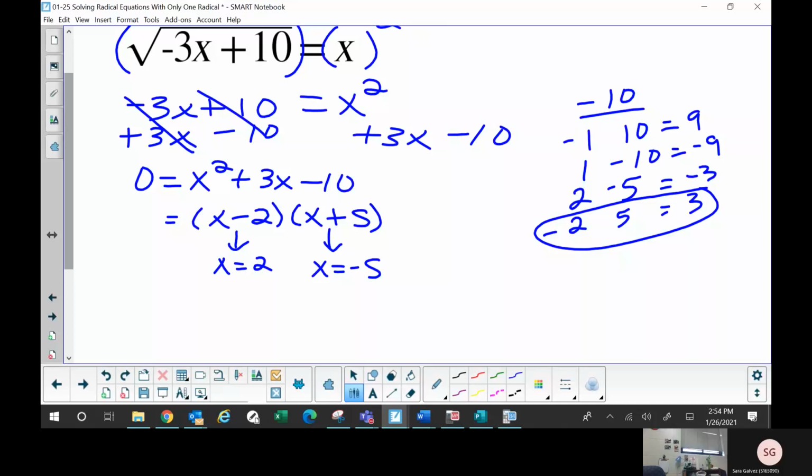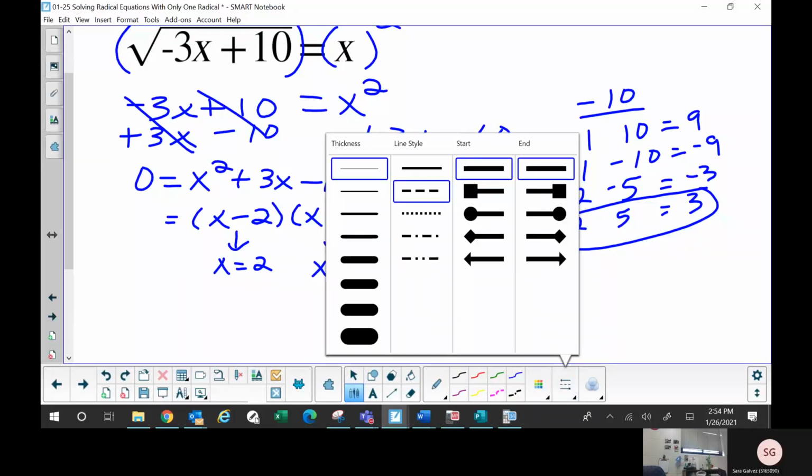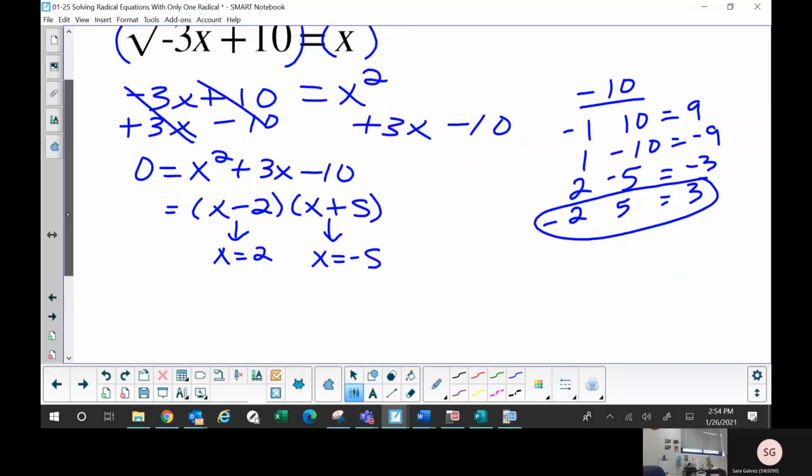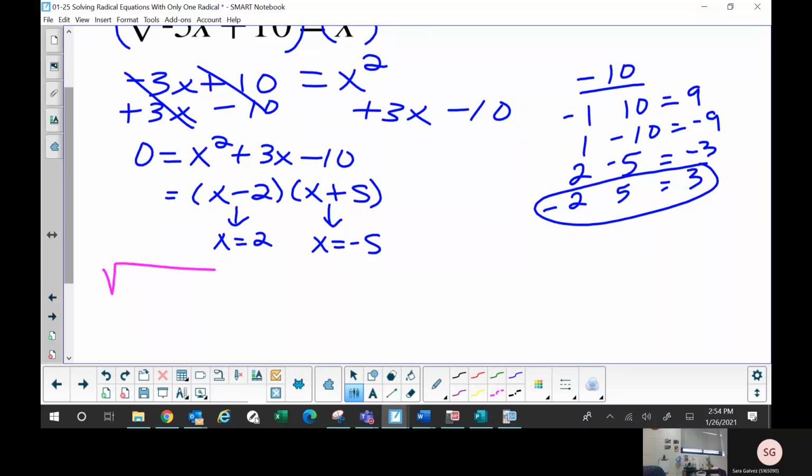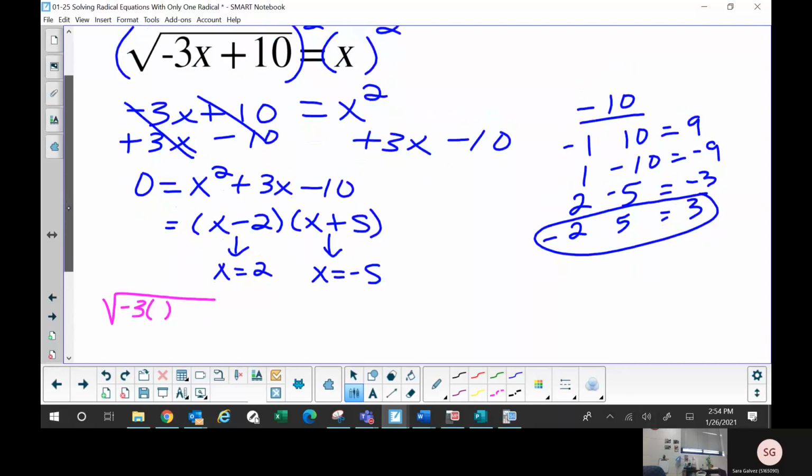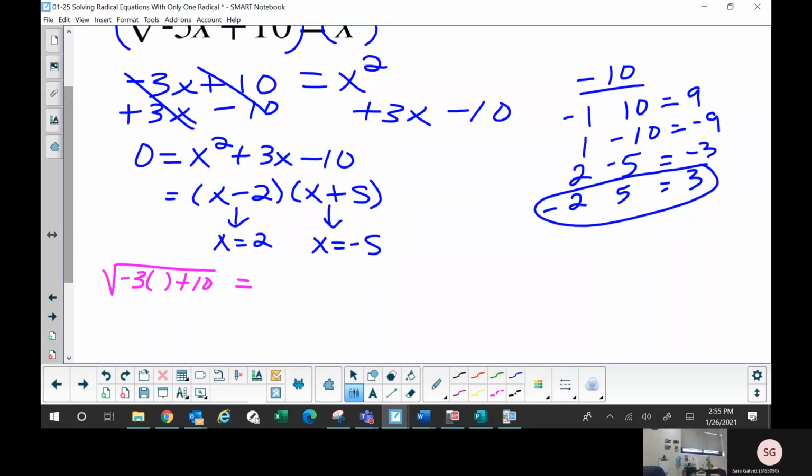Okay. So now what do you think I have to do? I have to check both of these. So plug them in, see if they both work. So we have the square root of negative 3x plus 10 equals x. I'm gonna write this twice.